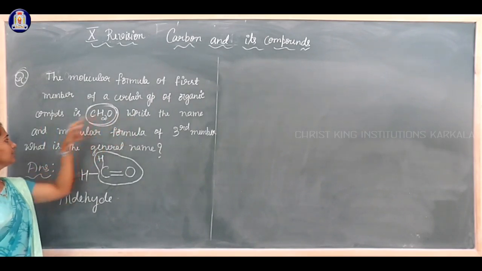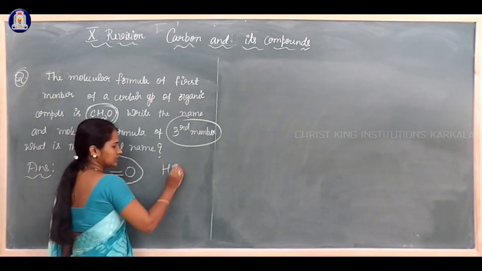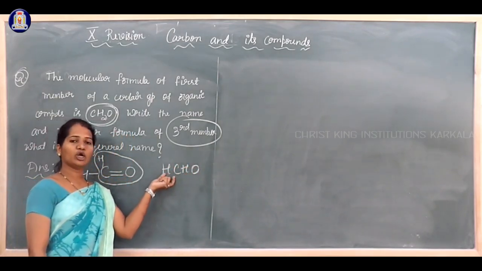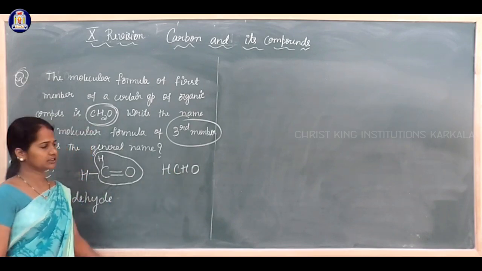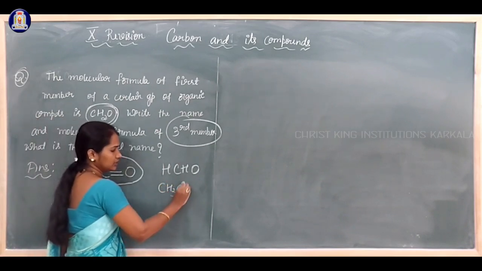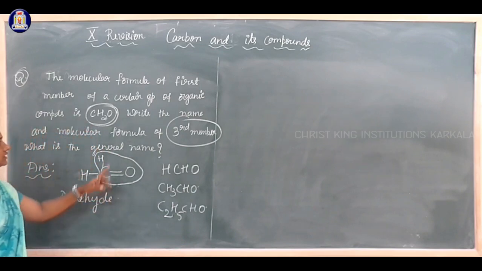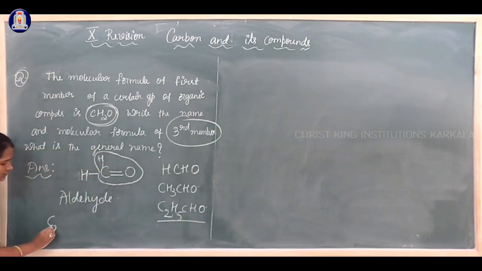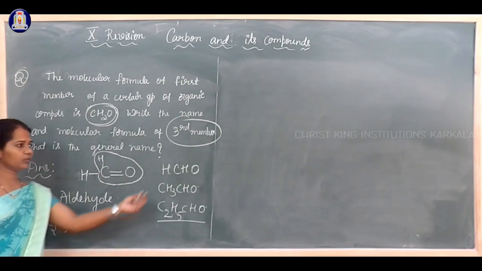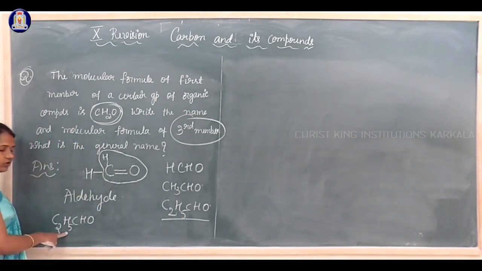One more question is there. Write the name and molecular formula of the third member. First member, first compound, HCHO. It is called methanal, also called formaldehyde. The second compound is CH3CHO. The third compound is C2H5CHO. The question asks for the name and molecular formula of the third compound. The molecular formula is C2H5CHO. First compound HCHO, second CH3CHO, third C2H5CHO.